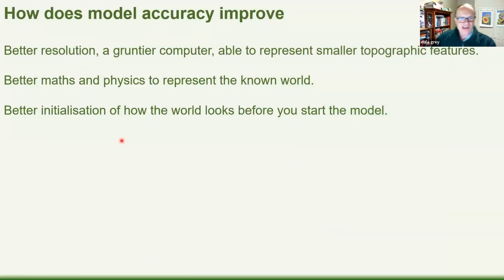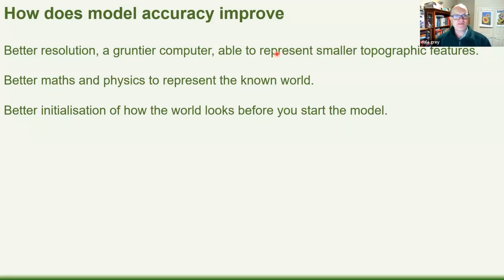And so model accuracy has been steadily getting better over time. You've got to believe me when I say that. And accuracy and model performance is 3 separate factors. The first is just better resolution, more maths representing the world on a much gruntier computer. And so the bureaus of the world get big grunty computers updated every sort of 3 years, basically, just the same as we're updating our own personal computers for the same reasons. And so you're able to represent smaller topographic features on the map and get a much more accurate representation of the world the way it looks.